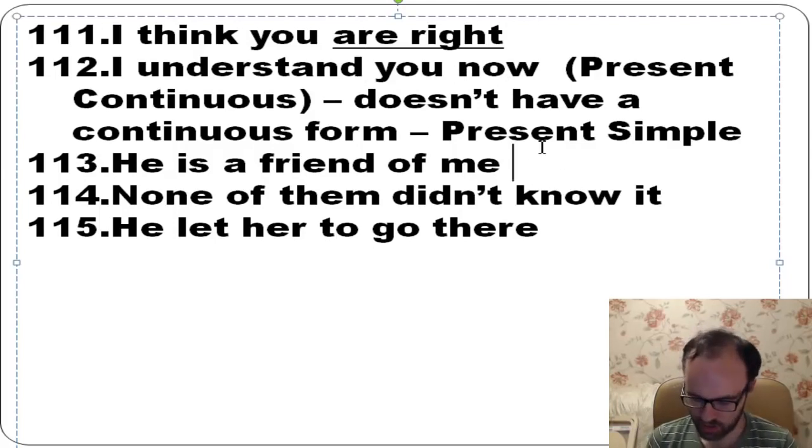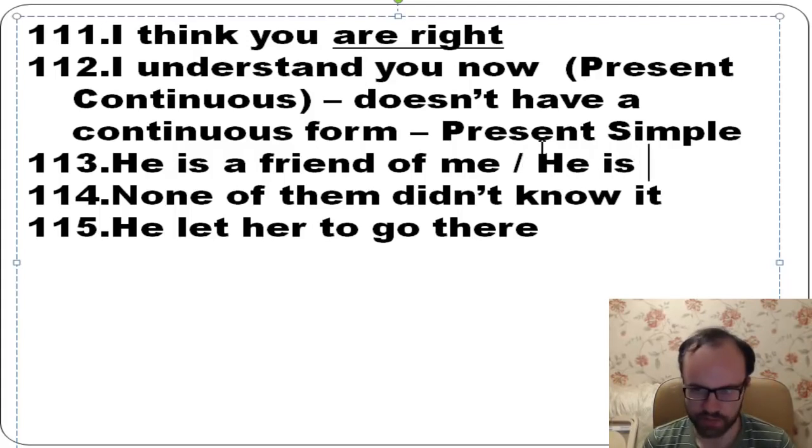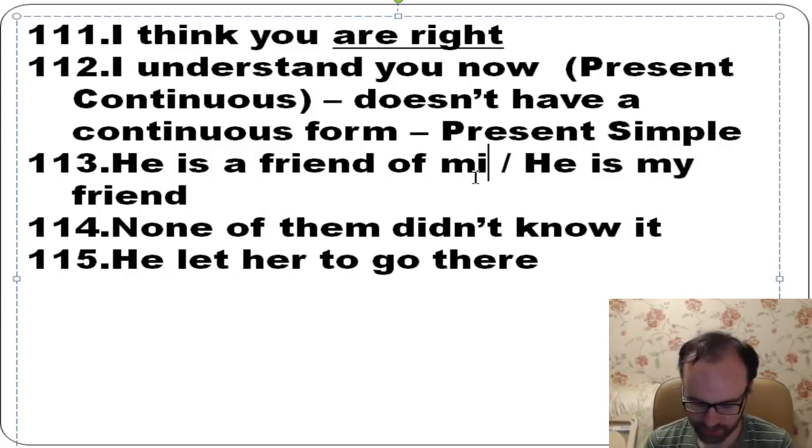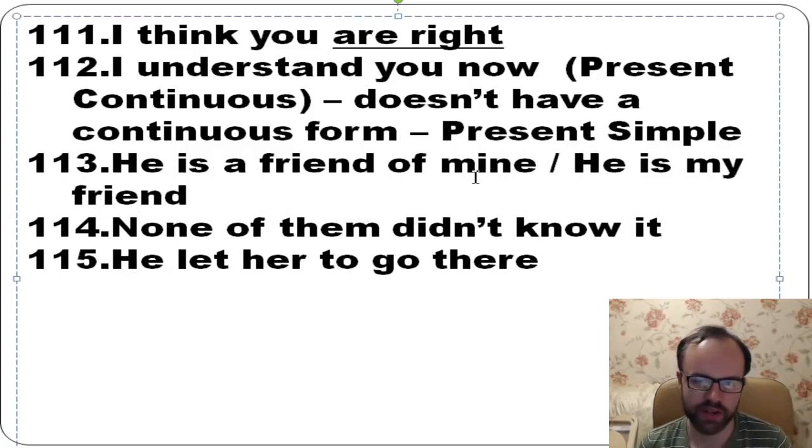He is a friend of me. Usually we say, he's my friend. But there is a phrase, he is a friend of mine. It means the same. He's a friend of mine, he's my friend.